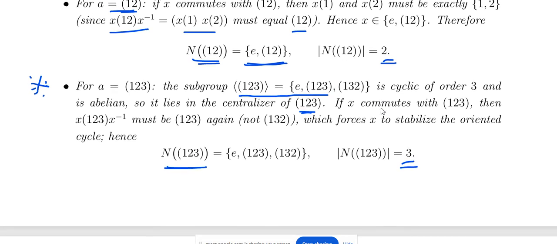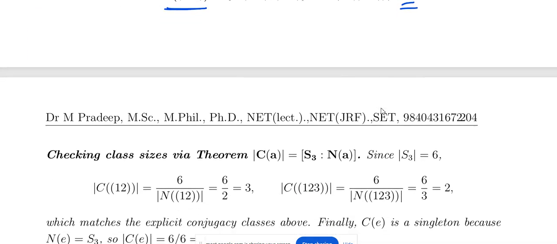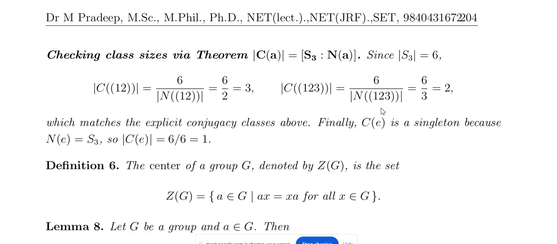And regarding the class sizes, we already know a definition here. The number of elements in the class equation is the index of the normalizer of A in G, where G here is S3. We know the number of elements in S3 is 6. So the order of C of (1 2) is 6 divided by the order of N of (1 2), which is 6 by 2, because the order of N of (1 2) is 2. You must definitely practice this. This is equal to 3, so C of (1 2) is equal to 3.